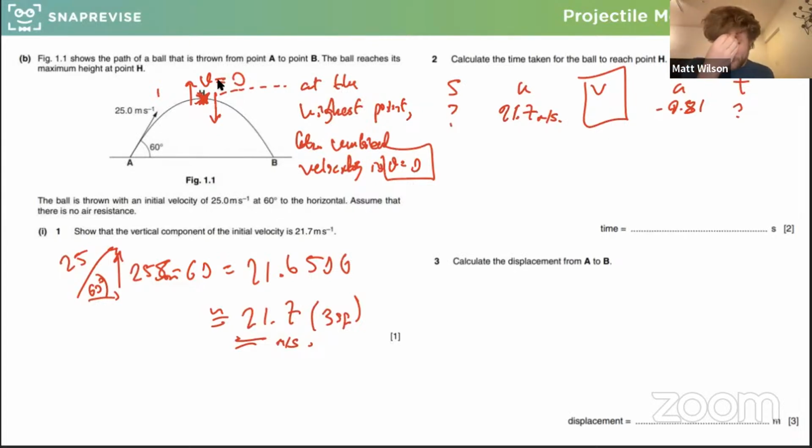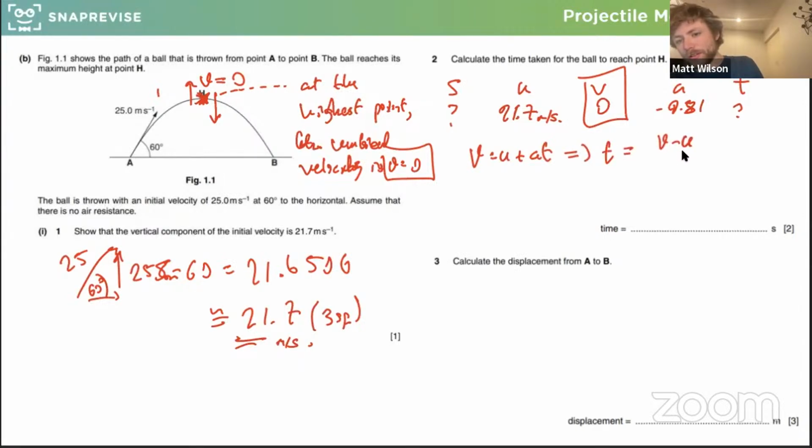Okay, good. So now we're in a good position to answer this question because we know this is 0. So we can use v equals u plus at. That's another one of our SUVAT equations. We want to rearrange for t, which gives us (v minus u) over a. This is just kind of the definition of acceleration. Acceleration is change in velocity over time, so time is change in velocity over acceleration.